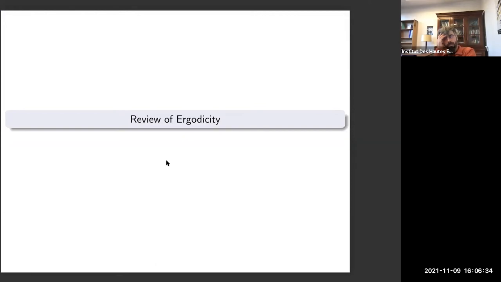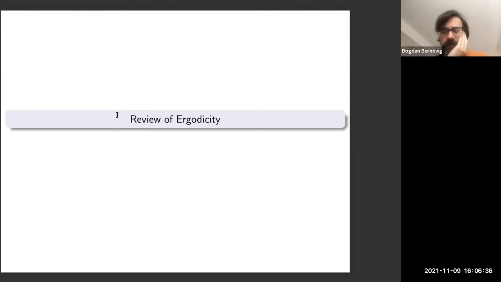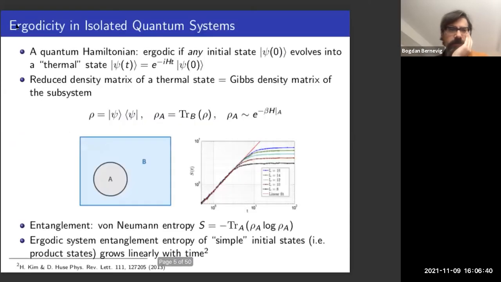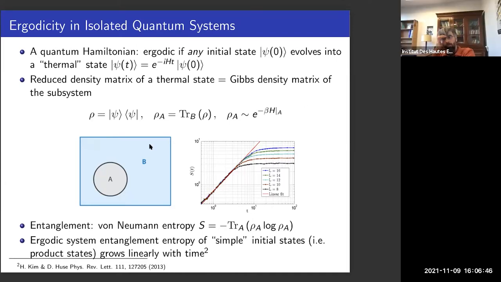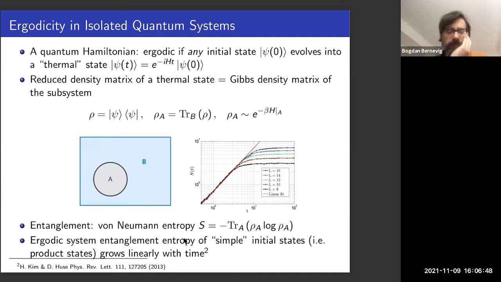So I'll give a quick review of ergodicity, and I'm not an expert in this, but the one thing that I'll be focusing on is entanglement entropy. And basically, the property of ergodic systems that I'll be using is entanglement of states in the middle of the spectrum. And these are some properties here of ergodic systems.